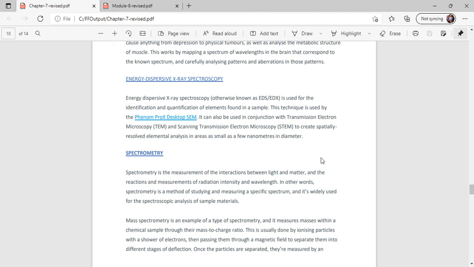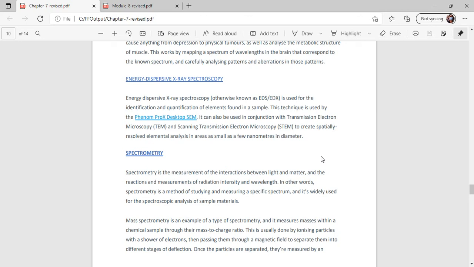Next is your energy dispersive X-ray spectroscopy. Energy dispersive X-ray spectroscopy, otherwise known as your EDS or EDX, is used for identification and quantification of elements found in a sample. This technique is used by the Phenom ProX Desktop SEM. It is also used in conjunction with transmission electron microscopy or TEM and scanning transmission electron microscope to create spatially resolved elemental analysis in areas of a few nanometers in diameter.